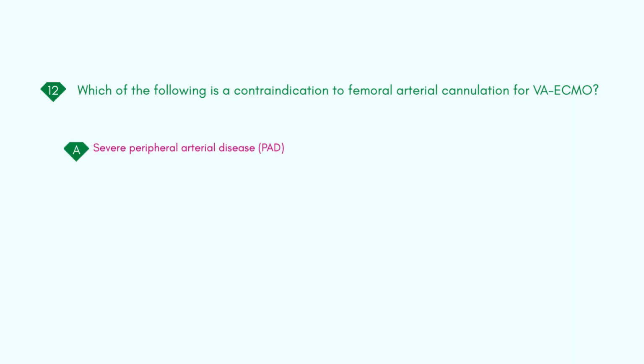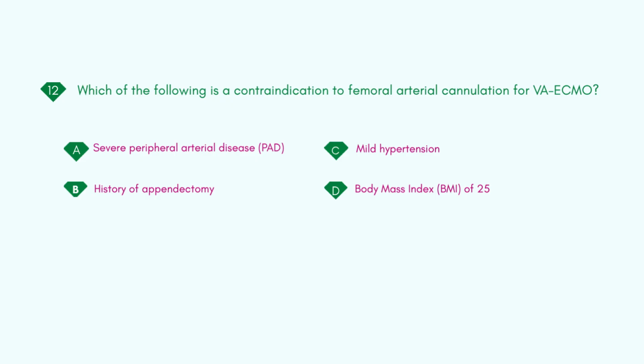Which of the following is a contraindication to femoral arterial cannulation for VA ECMO? A. Severe peripheral arterial disease, PAD. B. History of appendectomy. C. Mild hypertension. D. Body mass index, BMI, of 25. Answer: A. Severe peripheral arterial disease, PAD.